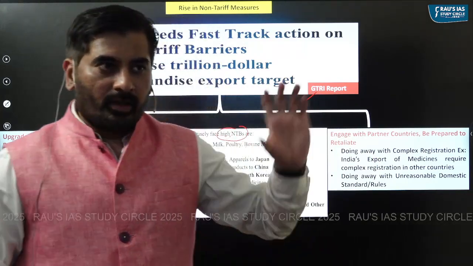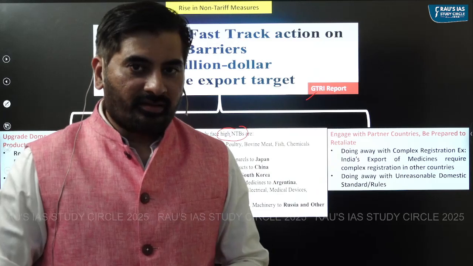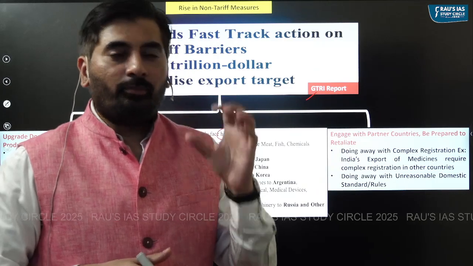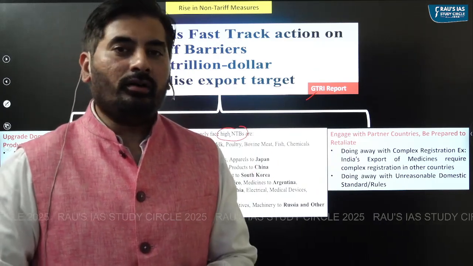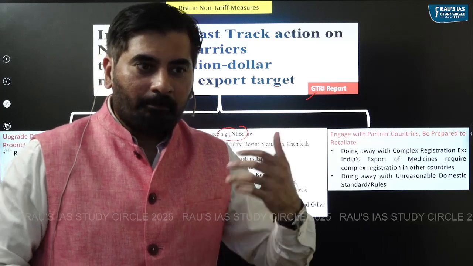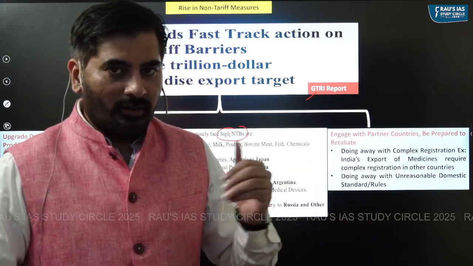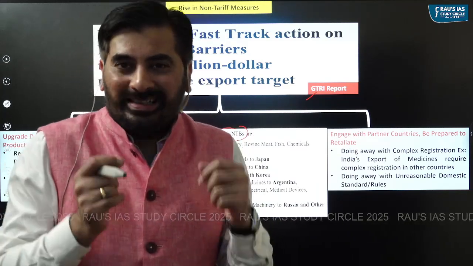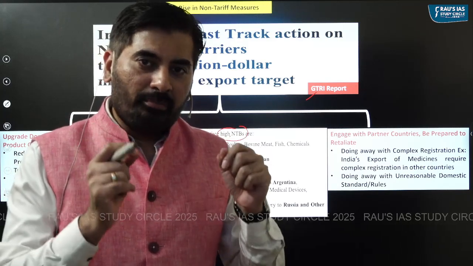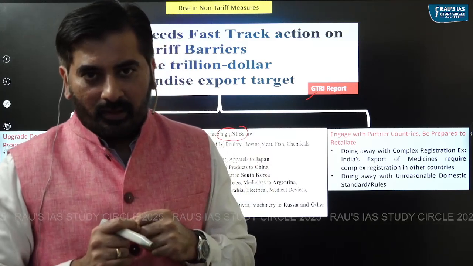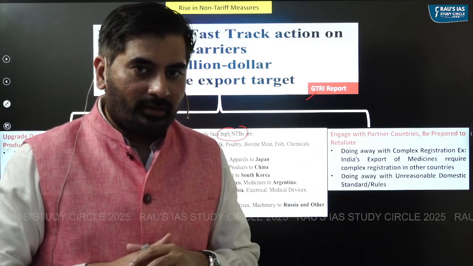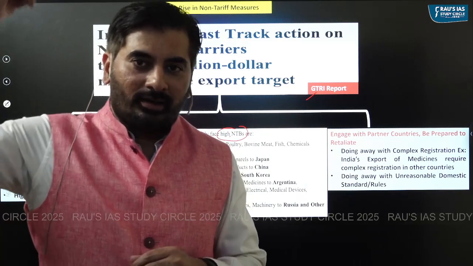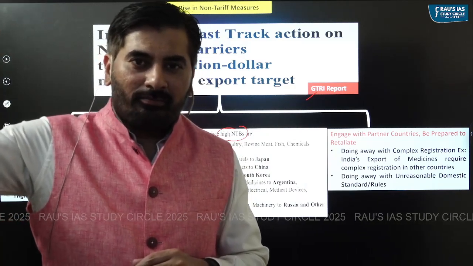At the same time, we must engage with the partner countries. By engaging with the partner countries, we must identify the products where we are facing high non-tariff measures. And we must convince those countries to reduce the non-tariff measures. A case in point is, India is a global leader when it comes to export of pharmaceutical drugs. But to export pharmaceutical drugs to other countries, there are a lot of approvals that we would have to take in other countries. So this is a kind of non-tariff barrier.